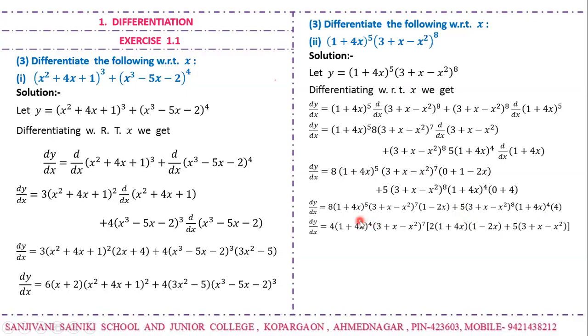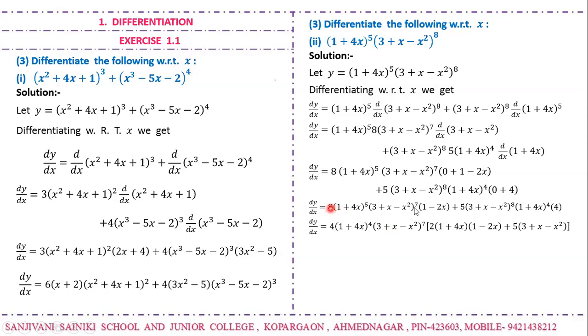So now here, what are the common terms? They have taken the common terms common. So here 1 plus 4x raised to 5. Here 1 plus 4x raised to 4. So what term we can take outside? 1 plus 4x raised to 4. Here 3 plus x minus x square raised to 7. And here 3 plus x minus x square raised to 8. So from these two we can take outside 3 plus x minus x square bracket raised to 7.